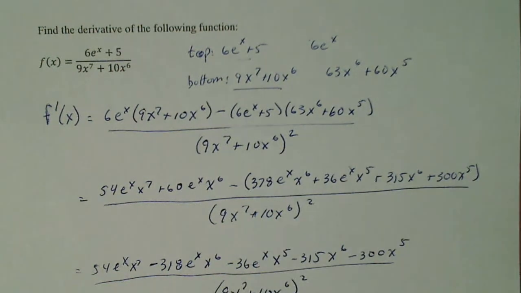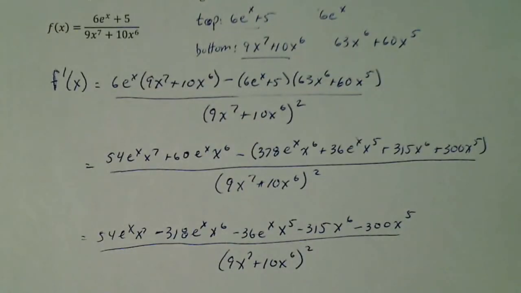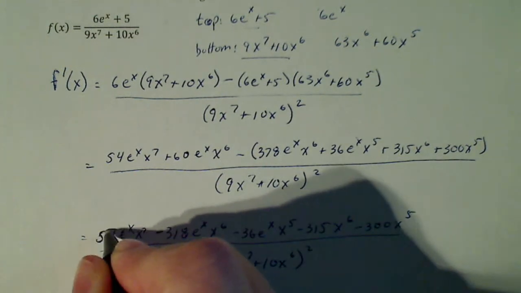Sorry, my handwriting isn't very neat. But there is the derivative. I think that's as simple as you can get. I mean, you can factor out in the numerator maybe x to the 5th, but you can't cancel with anything in the denominator, so you might as well just leave it. That's a 54, by the way.